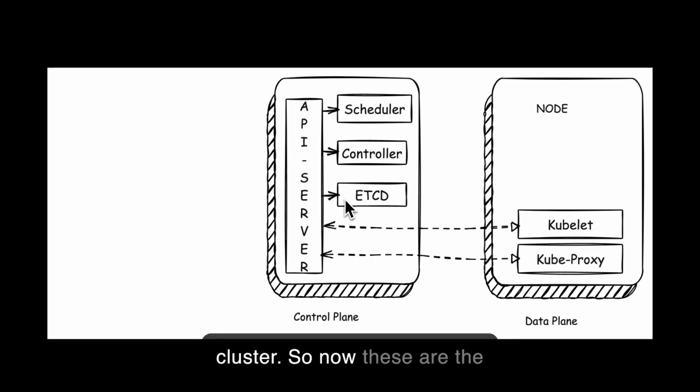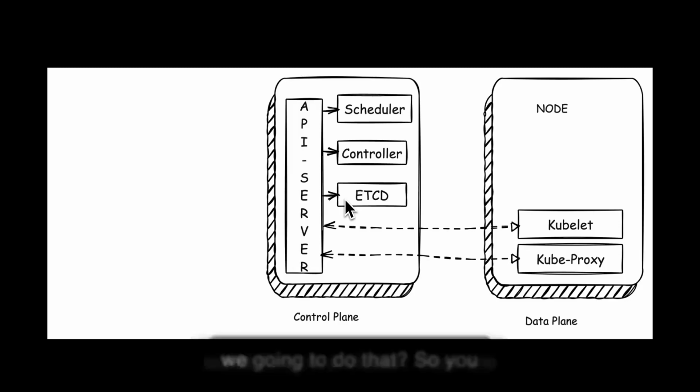So now these are the components that we have in your Kubernetes cluster, guys. Apart from this, you might also have some add-ons, which I don't want to put here, but we will discuss them later. So your cluster is ready, everything is good, but how are we going to communicate with our cluster? Let's say you want to do something in a cluster. How are we going to do that?